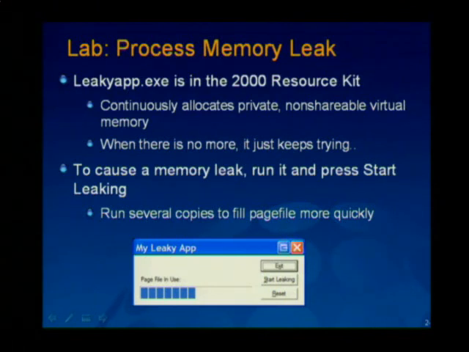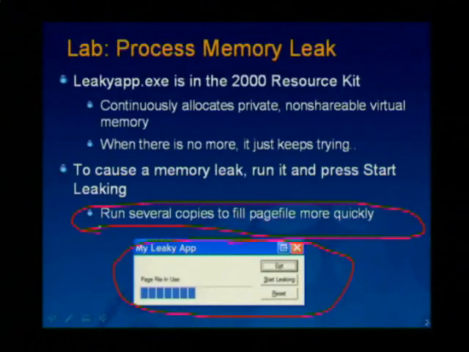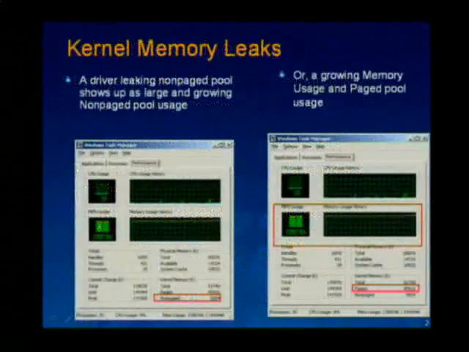Now, on most systems today, our RAM size and page files are so big that if you ran this once, you're going to have time to go out and do shopping and come back, and your system is still leaking, because it leaks slowly. So if you'd like to get it to happen more quickly, run 10 copies. Have 10 processes that are leaking at the same time, and then you'll see the memory usage going up. So that was process memory leaks.